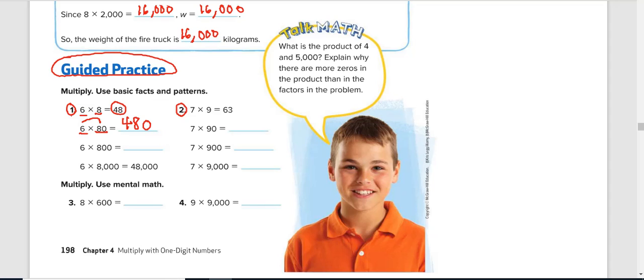The same thing, go to the next step. 800 has 2 zeros. I put it. And what is 6 times 8? 48. Your answer, 4,800. Very easy.